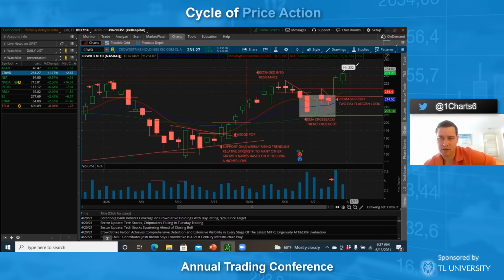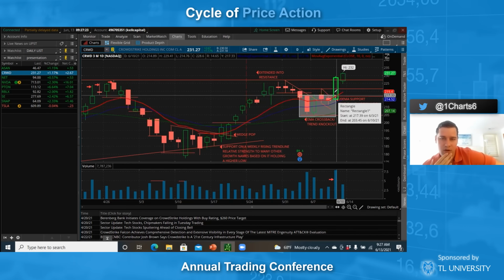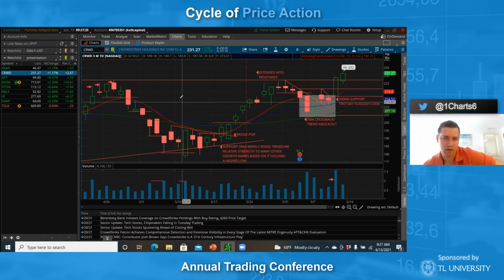I need to see a pullback here to see if we're going to respect these moving averages or not. I'm not sure. But that's how I've traded Crowd here, basically how the price cycle, you're able to avoid this down move.